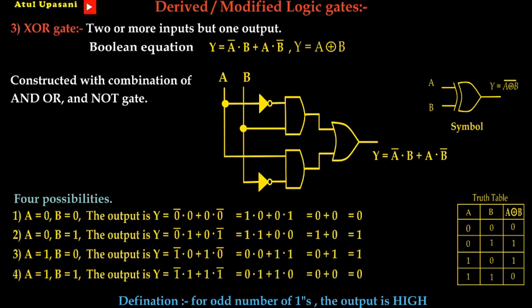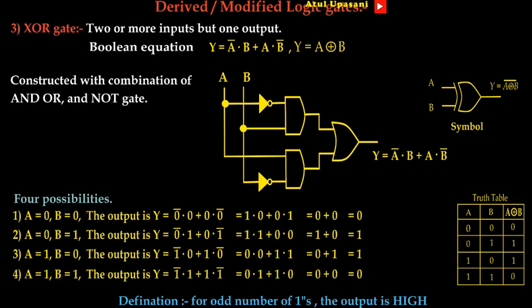Third combination will be A equal to 1, B equal to 0. The output will be given as 1 complement dot 0 plus 1 dot 0 complement. So 1 complement will be 0 and second 0 it is multiplied. So 0 into 0 plus 1 into 1. So here 0 plus 1 will be 1. So output will be 1.